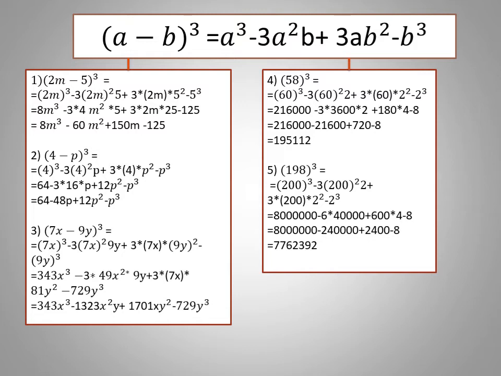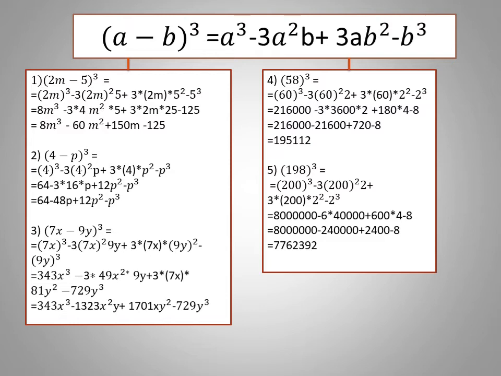Then the value is 60 raised to 3 minus 3 into 60 square into 2 plus 3 into 60 into 2 square minus 2 raised to 3. Now 60 cube. How to find the cube of a multiple of ten? I told you in the last exercise also. First write down the cube of 6. What is the cube of 6? 216. And on that, 3 1s are 3, because 60 has one 0, and the rest is 3 1s are 3, therefore give 3 zeros. That is, you get 216,000. Minus 3 into 60 square, which is 3,600, into 2, plus 3 into 60, which means 180, into 2 square, which is 4, minus 8.